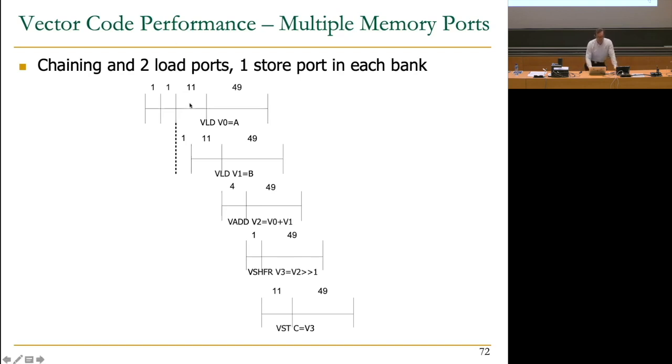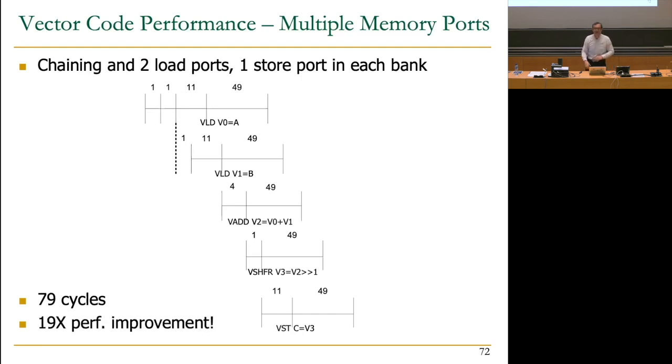So basically, you can parallelize almost completely any number of loads as long as you have 1 port servicing it, and stores also. So this brings us to 79 cycles. And if you compare it to 1504, that's 19x performance improvement, which is not bad.